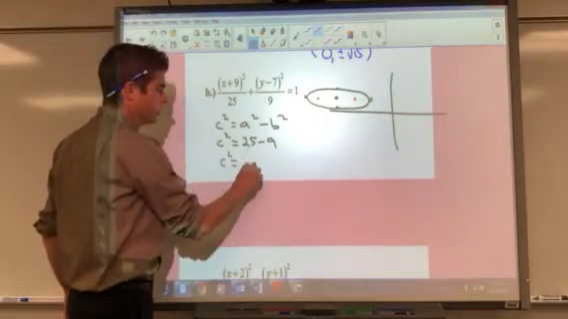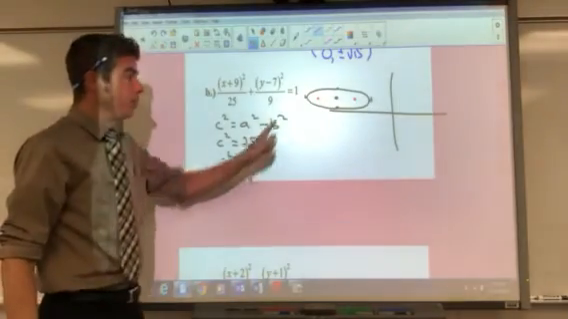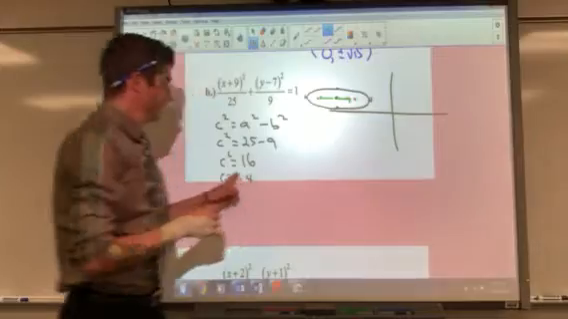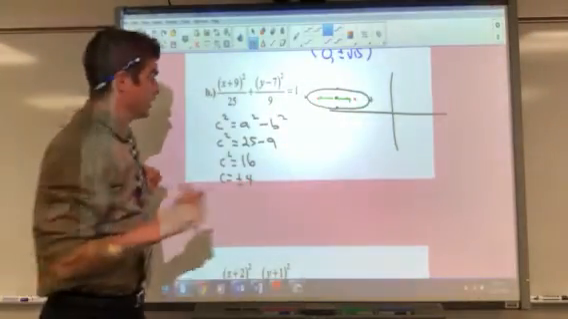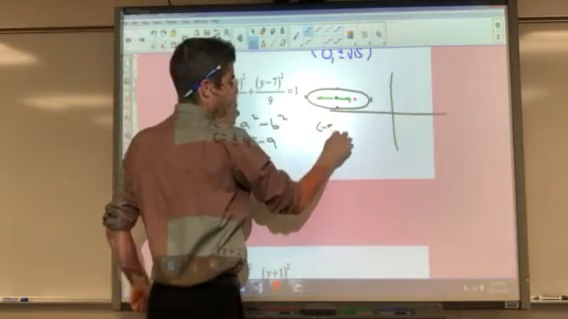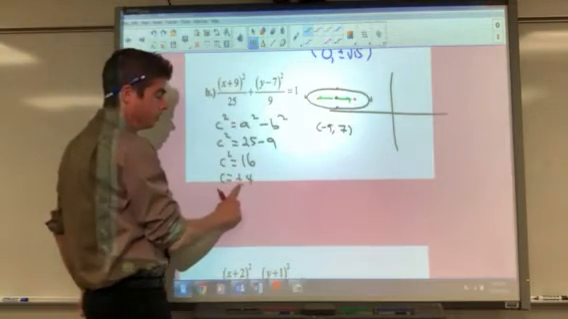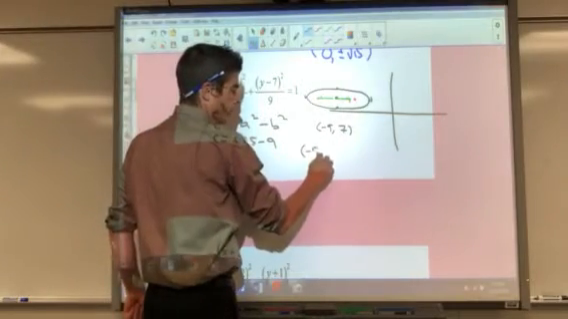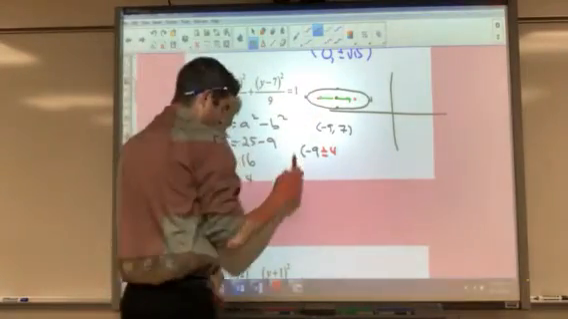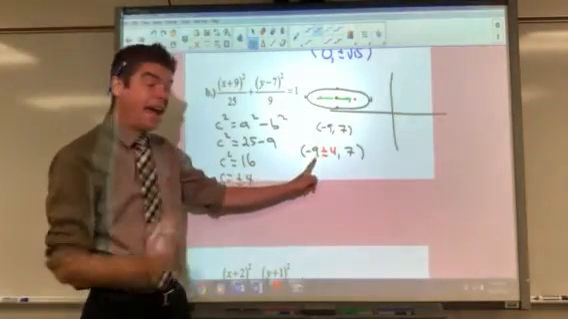So c squared is equal to 16. c is equal to plus or minus 4. And again, that means from the center, I'm going both left and right 4 units. Okay, so I really like that plus or minus 4. So what was the center? The center was originally negative 9, 7. So we're going to go from that center 4 units in either direction. So negative 9 plus or minus 4, and then comma 7. So I'm going 4 units from the x-coordinate.